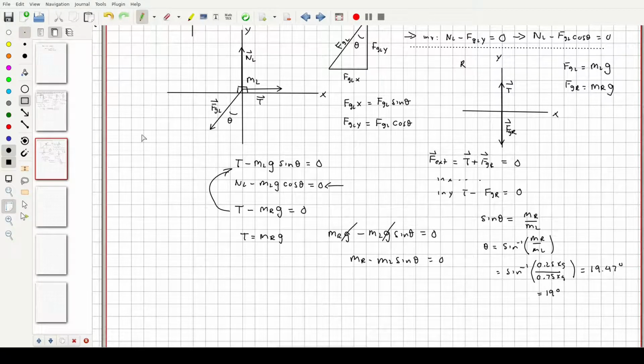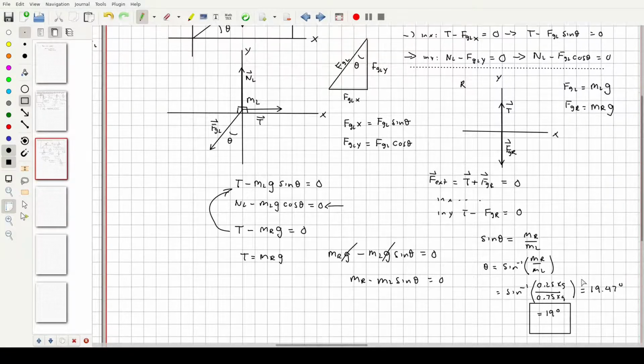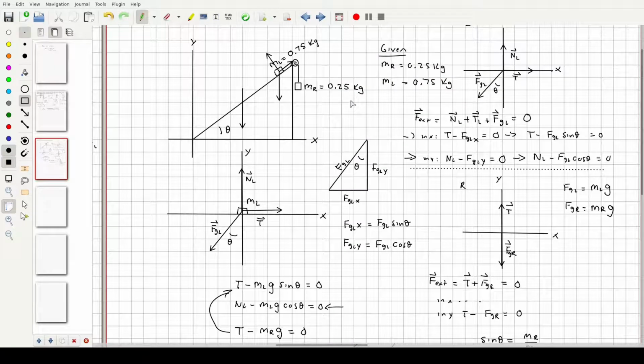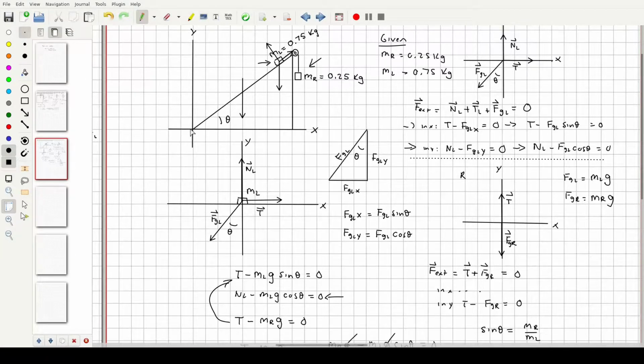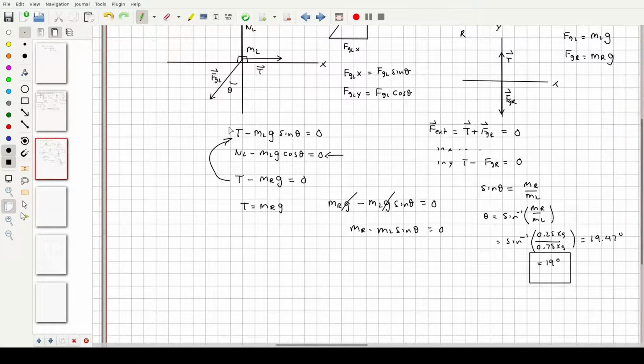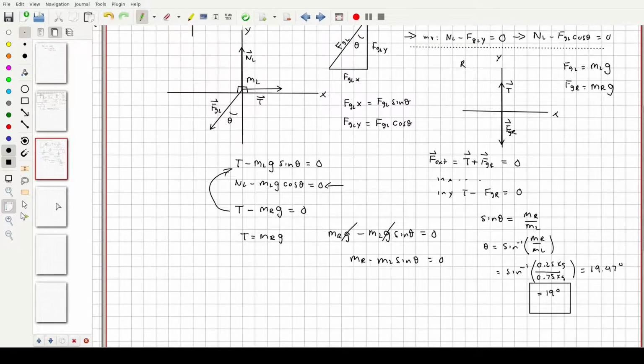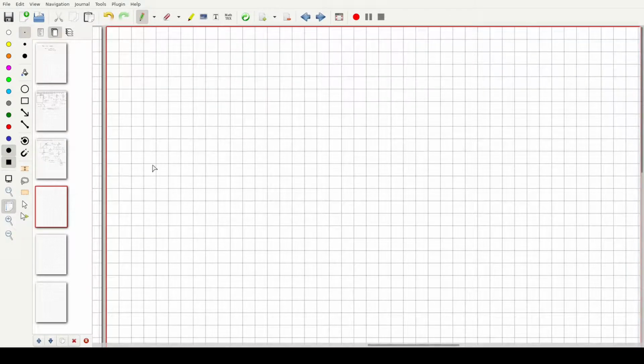Okay, so what angle do you need to incline this thing to? About 19 degrees. At that point, this weight right here is being balanced out by the part of the weight that's down the incline right here. Okay? Alrighty. So, those are the only two problems that I really want to work.